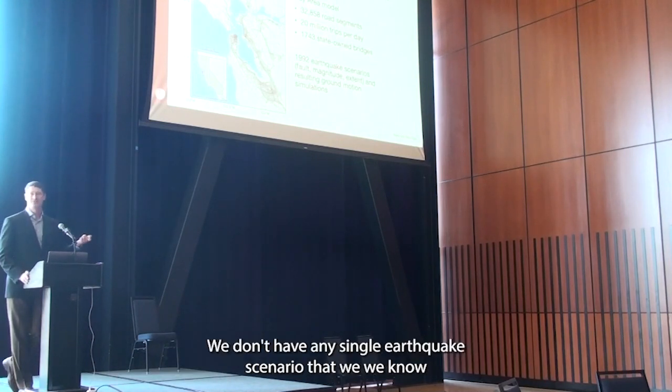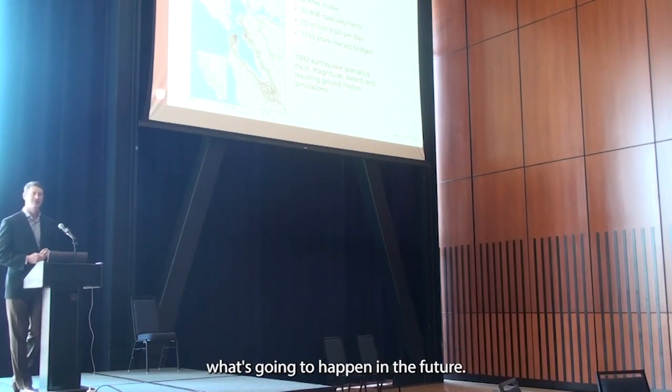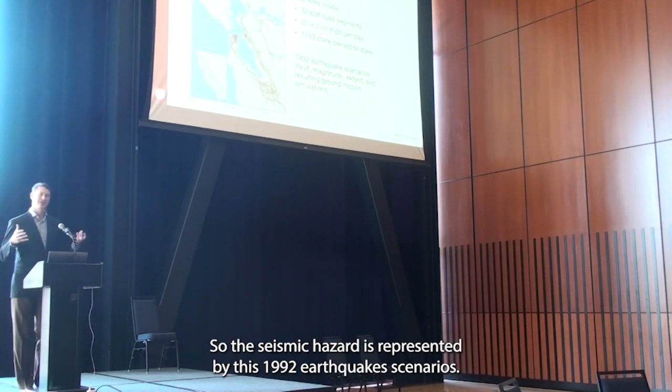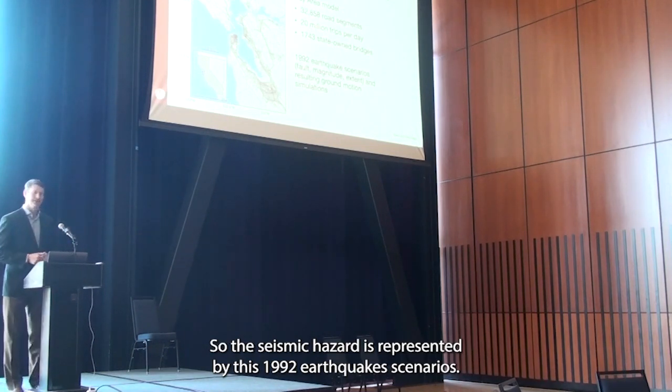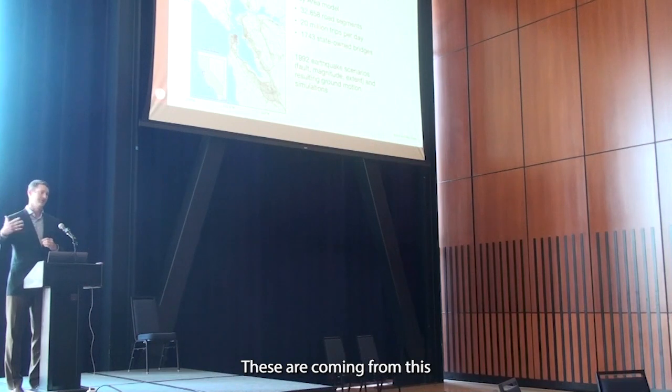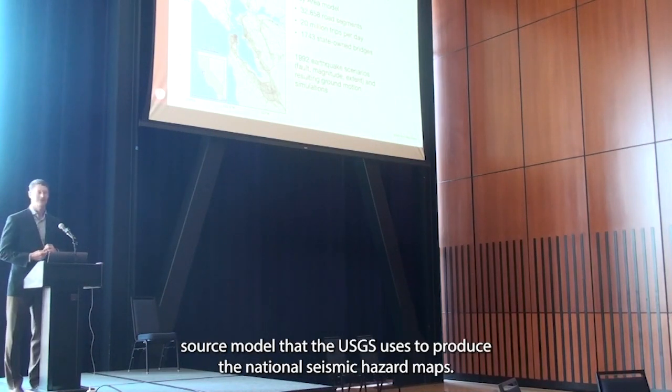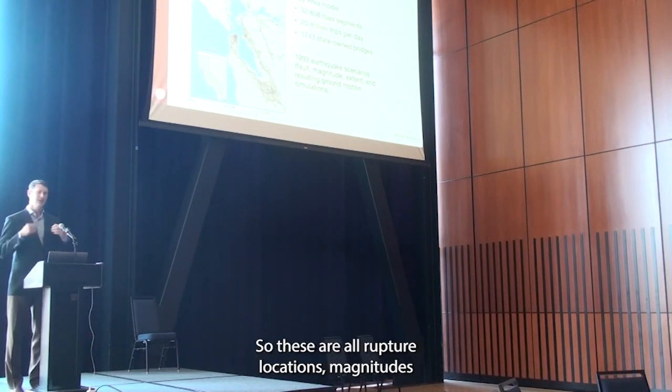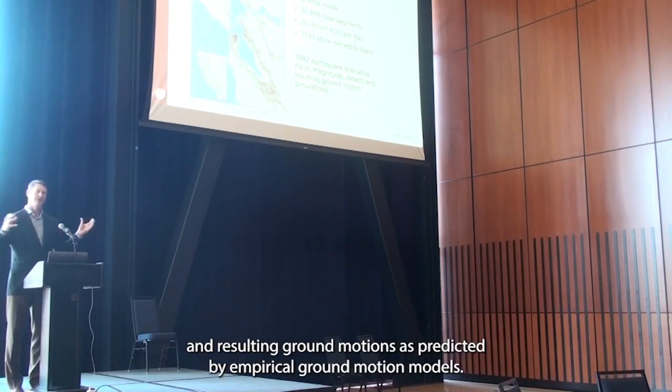We don't have any single earthquake scenario that we know is going to happen in the future. So the seismic hazard is represented by these 1,992 earthquake scenarios. These are coming from this source model that the USGS uses to produce the national seismic hazard maps. So these are all rupture locations, magnitudes, and resulting ground motions as predicted by empirical ground motion models.